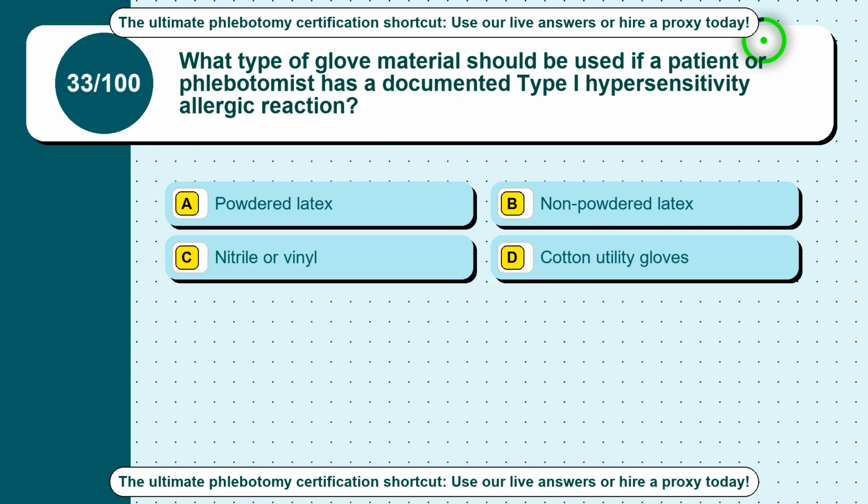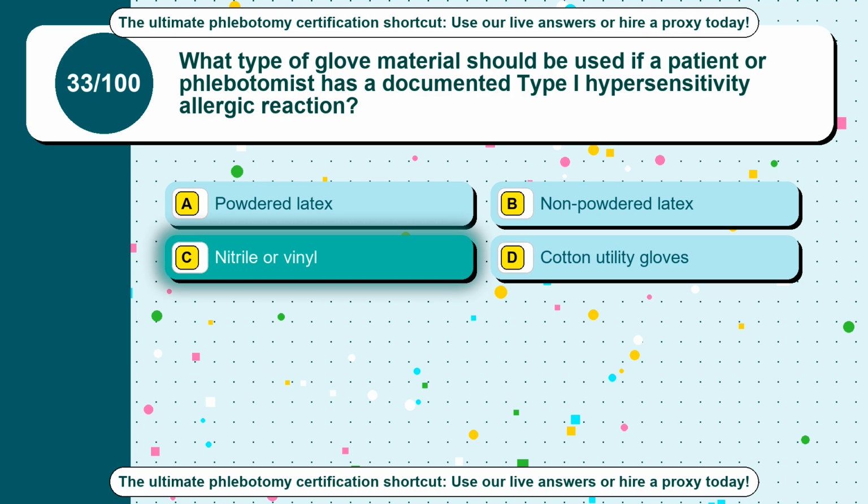Question 33. What type of glove material should be used if a patient or phlebotomist has a documented type I hypersensitivity allergic reaction? Option A, powdered latex. Option B, non-powdered latex. Option C, nitrile or vinyl. Option D, cotton utility gloves. The correct answer is option C, nitrile or vinyl.